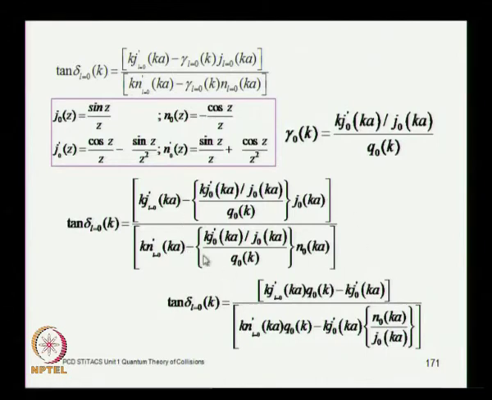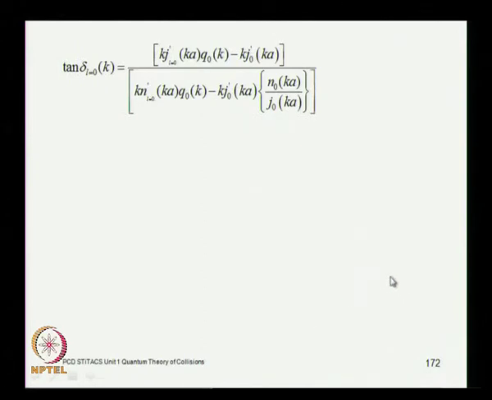So, you simplify this expression a little bit, multiply by q 0. So, you get k j prime times q 0 in the first term, then you have got the numerator of the second term, but this j 0 k a cancels this j 0 k a. So, there is some simplification coming from there. You have only k j 0 prime, which is what you have over here. You do the same thing with the denominator and you have a rather straightforward expression for the tangent of the phase shift.